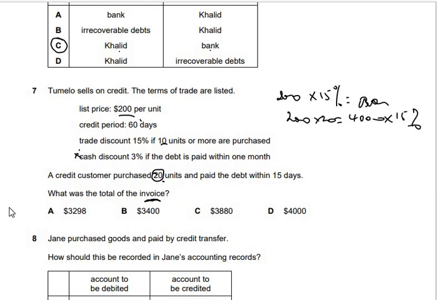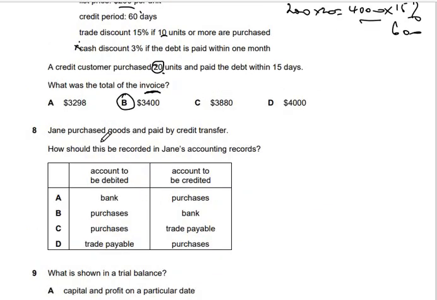So 4,000 times 15 over 100, which is 600, and we take away from 4,000, which obviously is going to give us 3,400. All right, so let's move on to question number 8.